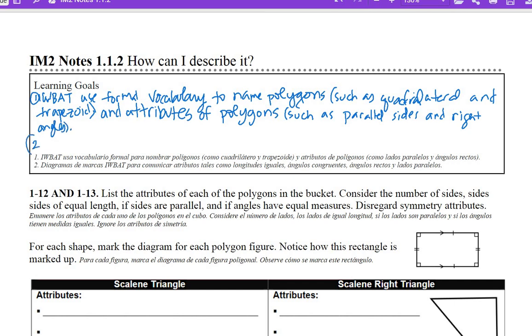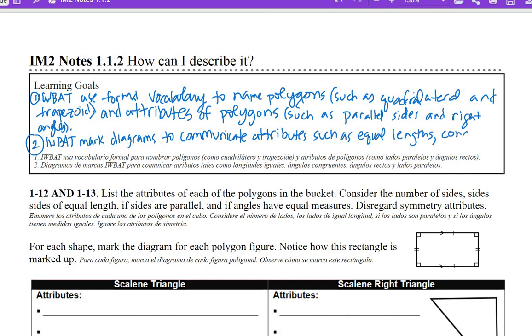And number 2, I will be able to mark diagrams to communicate attributes such as equal length, congruent angles, right angles, and parallel sides.